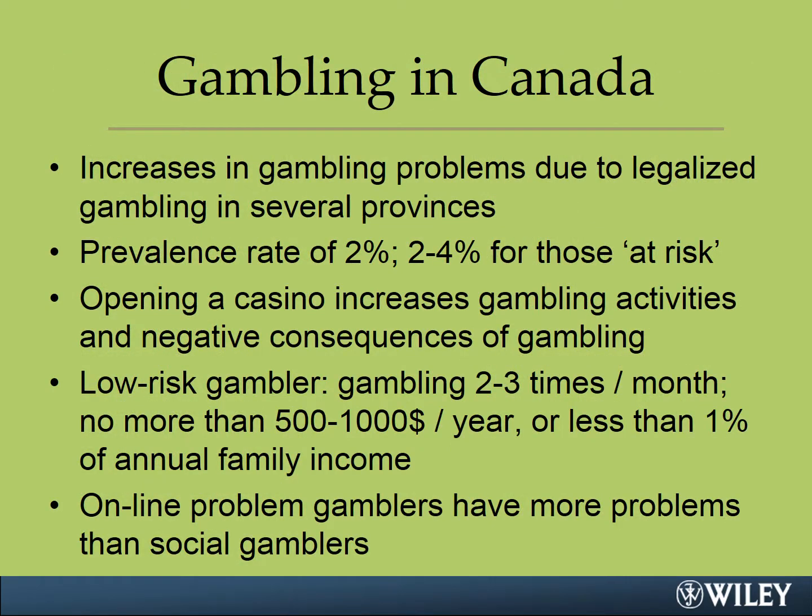Gambling in Canada. Increases in gambling problems due to legalized gambling in several provinces. Prevalence rate of 2 to 4% for those at risk. Opening a casino increases gambling activities and negative consequences of gambling. Low-risk gambler: gambling 2 to 3 times per month, no more than $500 to $1,000 per year, or less than 1% of annual family income. Online problem gamblers have more problems than social gamblers.